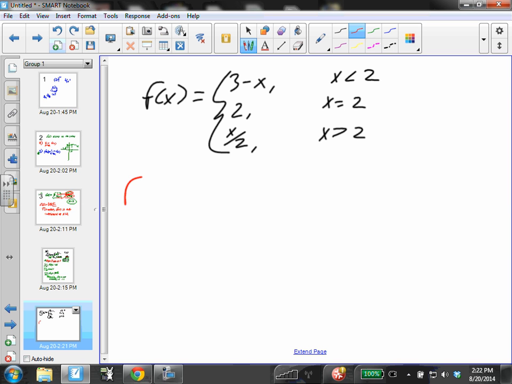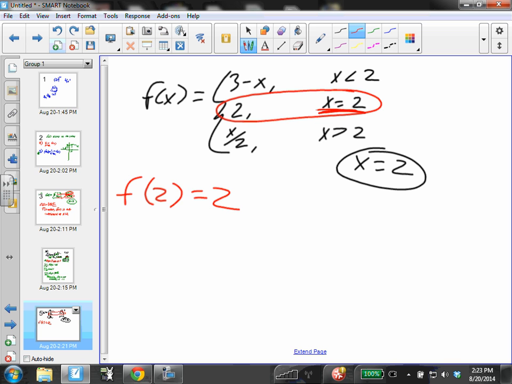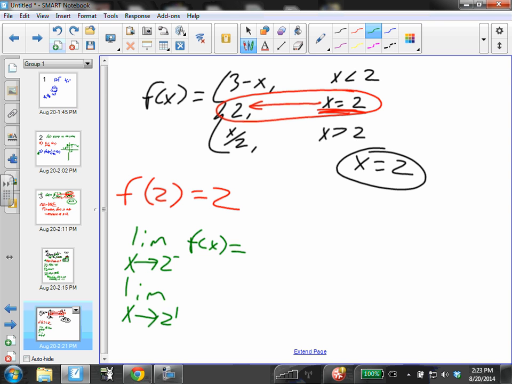Okay, so step 1, let me make sure I specify again, is that we're worried about the point x equals 2. The first thing we're worried about is the function at the point. What do we get when we're at 2? 2. Very good. And we're just using this middle piece, because it tells us that when x is 2, we go to 2, right? And remember, if we want the limit, we've got to talk about it from the left, and then we have to talk from the right.